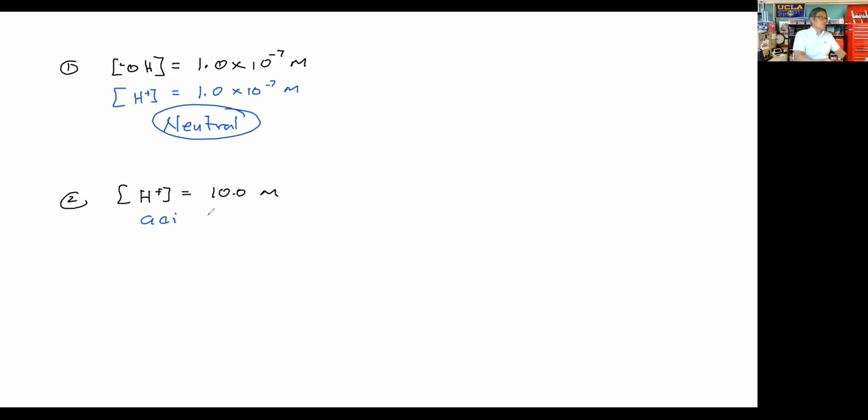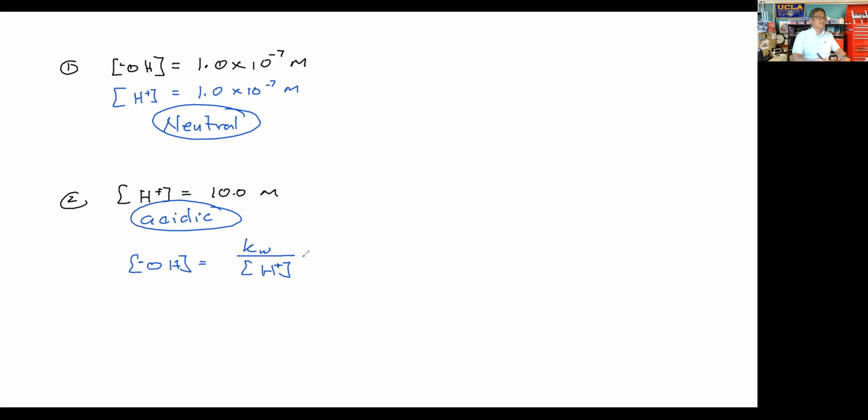With that said, we need to calculate the hydroxide ion concentration. We're given the hydrogen ion concentration, and given our formula, we're going to take the concentration of the hydrogen ions and divide Kw by it. That's how we would determine the hydroxide ion concentration. So let's go ahead and calculate. We have 1 times 10 to the minus 14 all over 10.